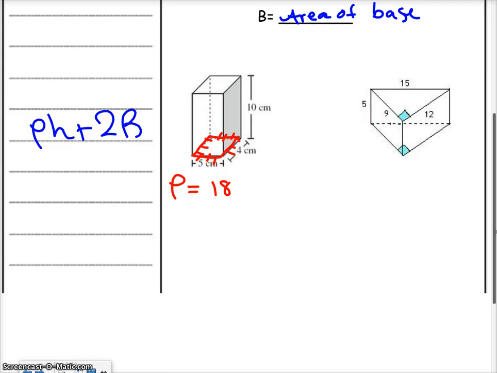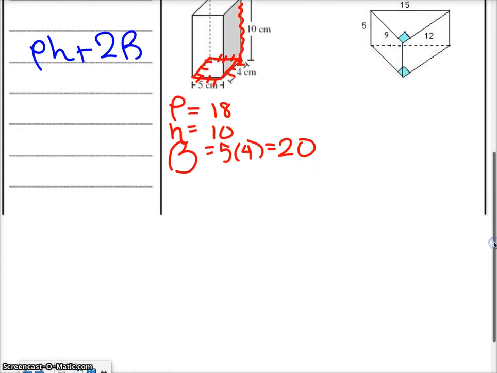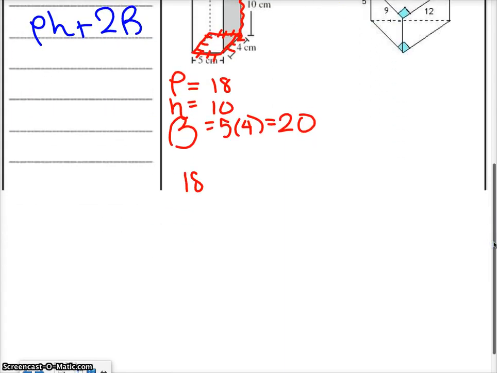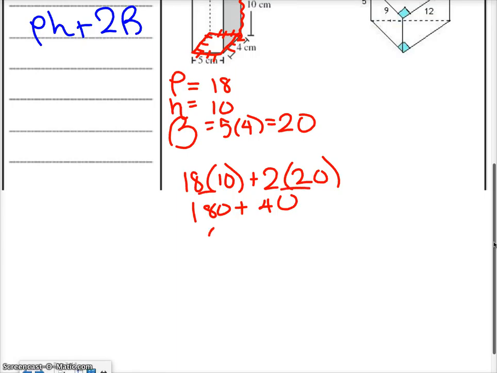Now, h is the height of my prism. What's the height of the prism? 10. Big B, what's my big B? Area of my base. What's my area of the base? 5 times 4, which is 20. Notice my strategy: I identified all of the little parts of the formula, now I put it all together. So I'm going to go 18 times 10 plus 2B, which is 20. 180 plus 40, order of operations, which is 220.